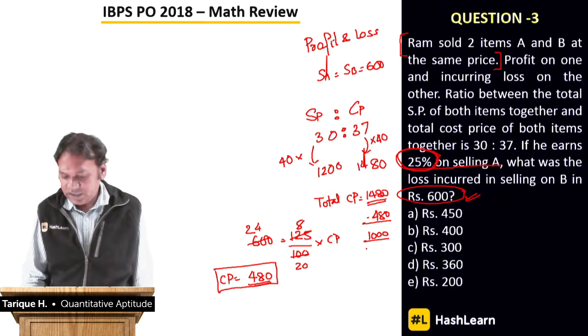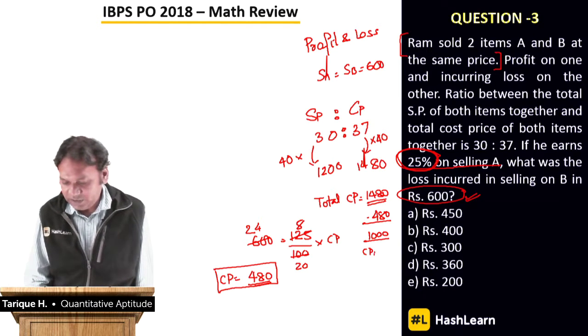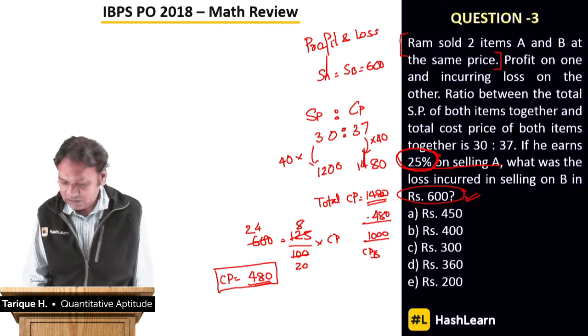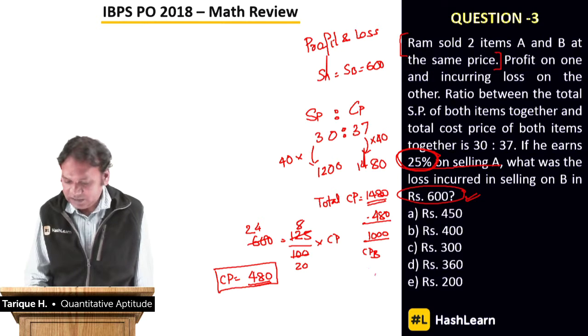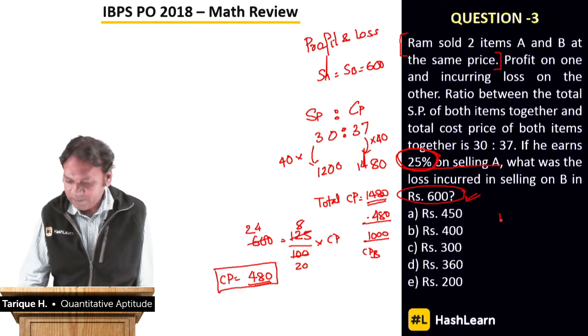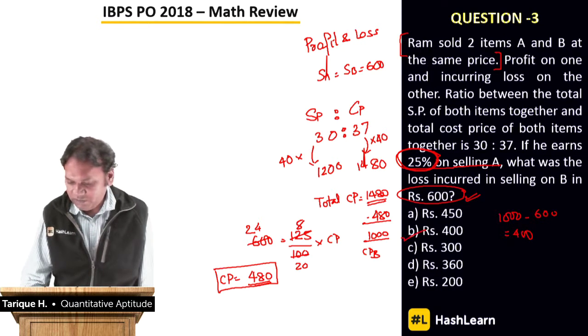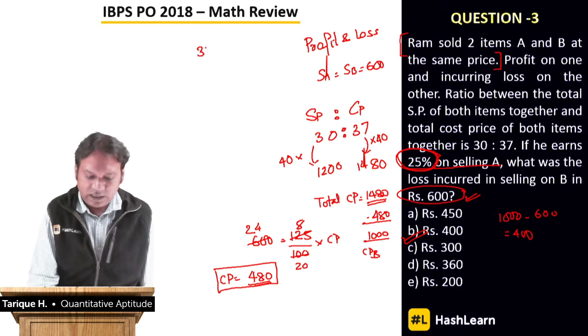And he's selling it for 600. So the cost price of the other item B is 1000 rupees, and he's selling B at 600 rupees. So how much loss is he making? 1000 minus 600, that's equal to 400. So here the answer would be B, 400, and I think around 30 seconds would be required in solving and getting the answer.